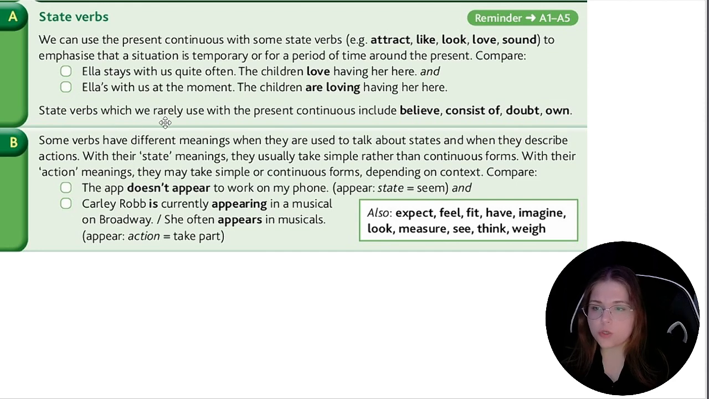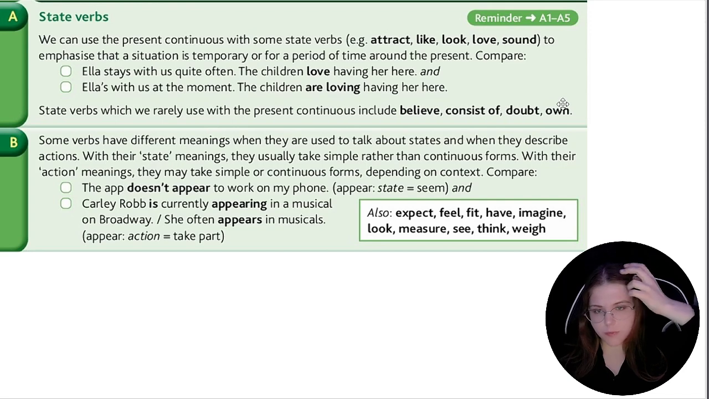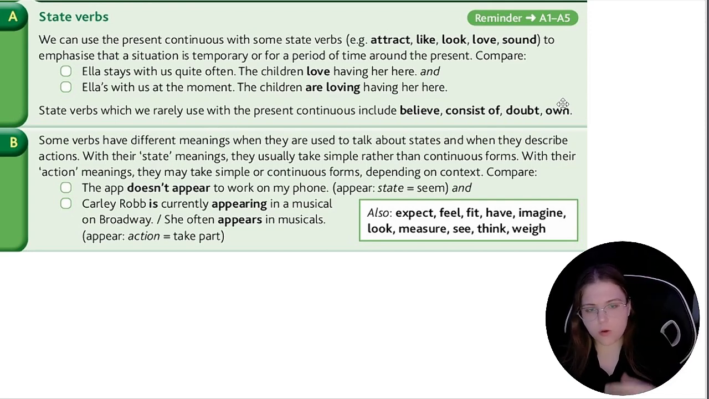State verbs which we rarely use with the present continuous include believe, consist of, doubt, own. It's quite easy, I think, because, for example, with the word own, own means that something belongs to me. If I own the house, this house belongs to me. I can say that, I own this house, or I don't own this house.